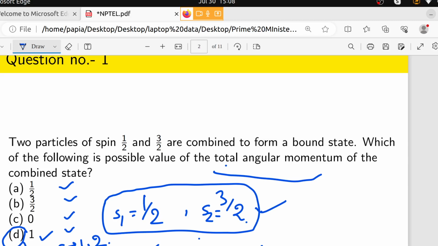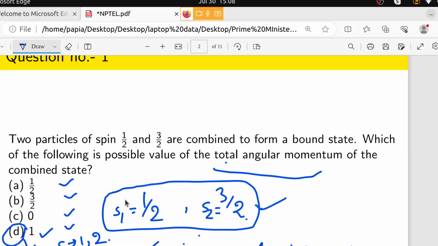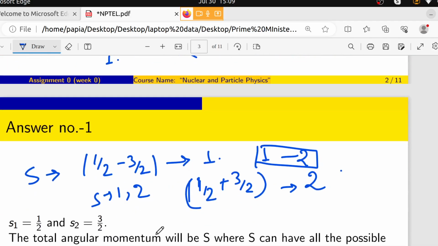Okay. So this is the first question. I hope all of you understand that one. It's a very simple question. So I have given the answer of that also.